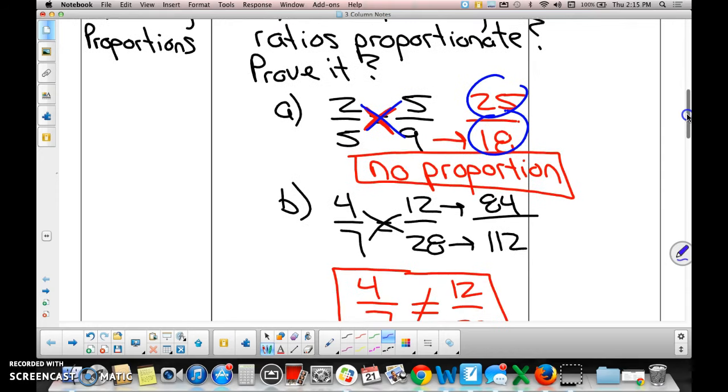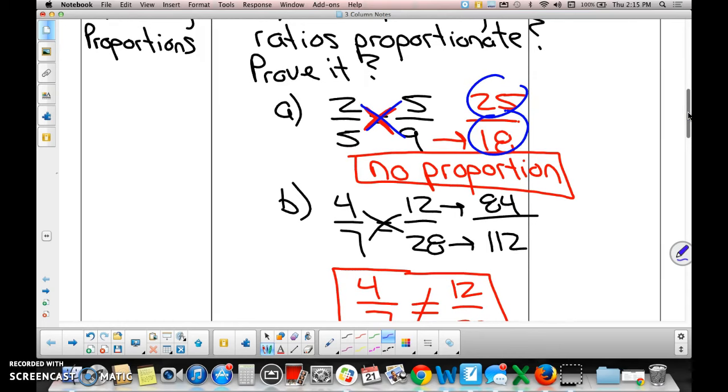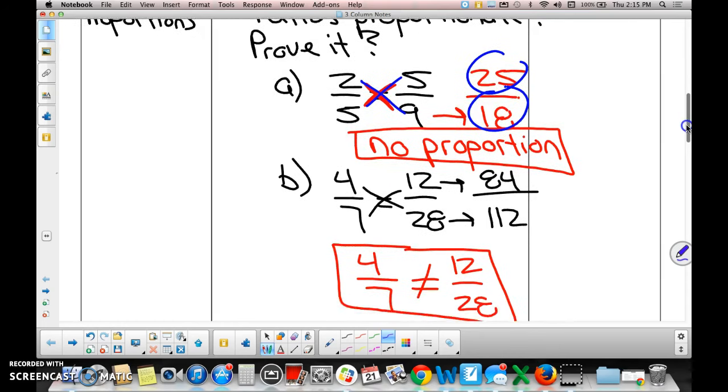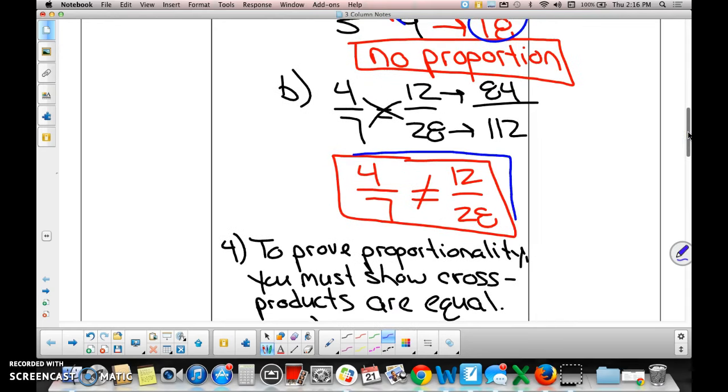B, 4/7 and 12/28. Are they proportionate? No, because their cross products are not equal. 4/7 and 12/28 are not proportionate. This would be one way of writing it. A slash through the equal sign says no, they are not equal, therefore not proportionate.